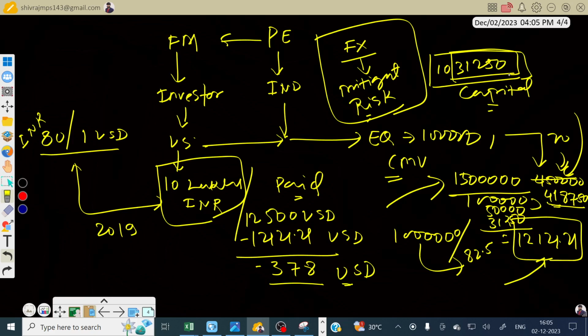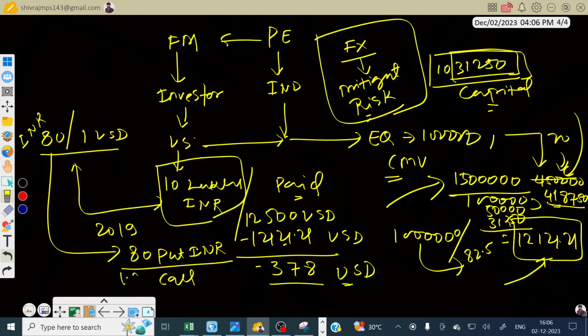Options, it means now here in this case, currency got depreciated. It means they can sell if the capital received price is, let's say, 80, so that they can take a put on INR at 80, which is future dated. Put means they'll sell this one, and also they'll buy USD, a call on USD as well. So it means if the dollar price goes high, still they would be in profit.